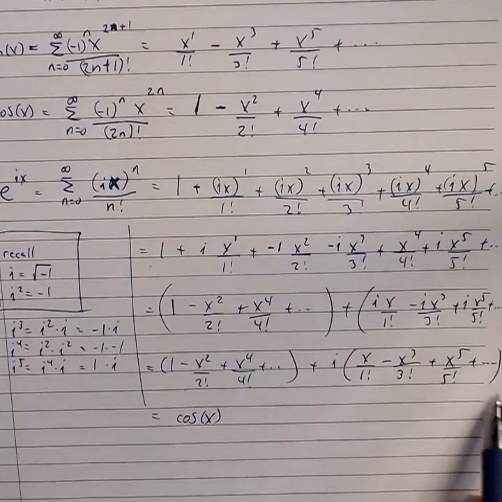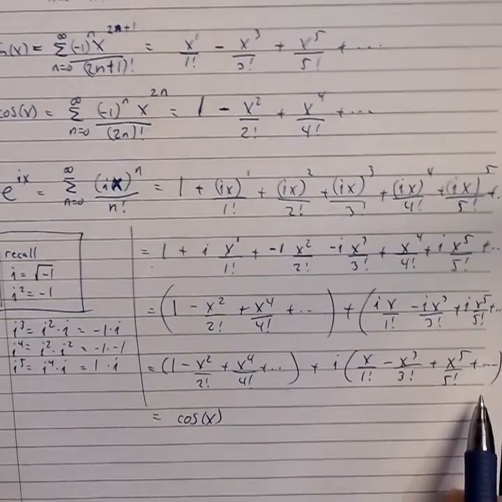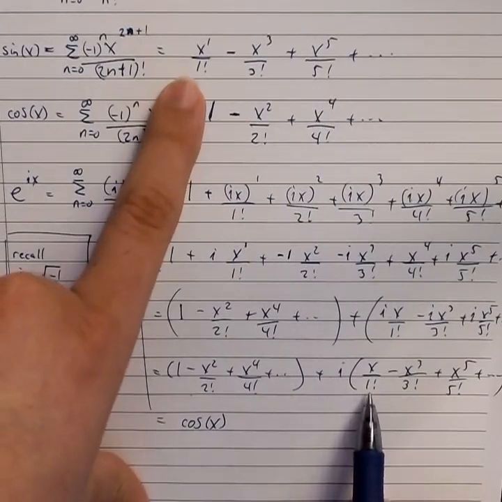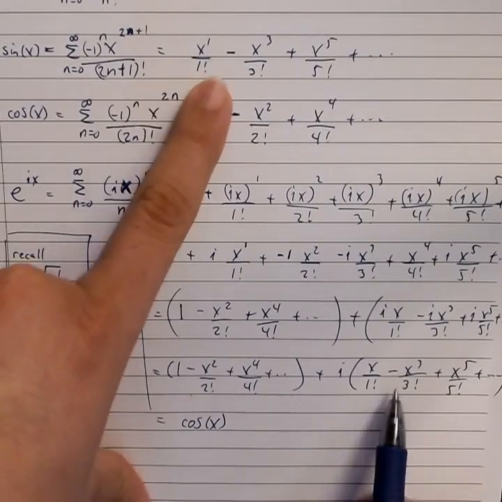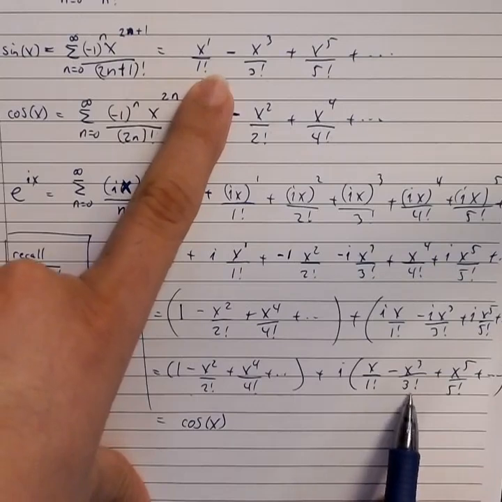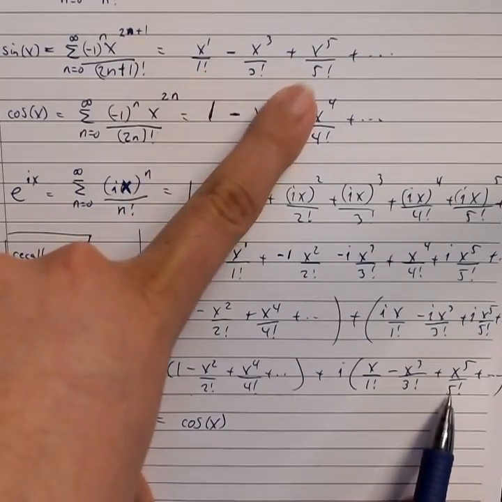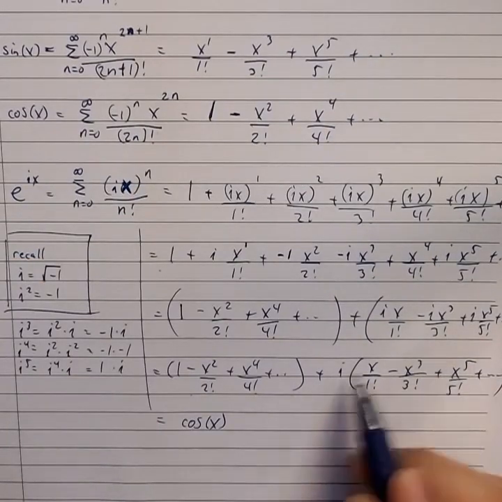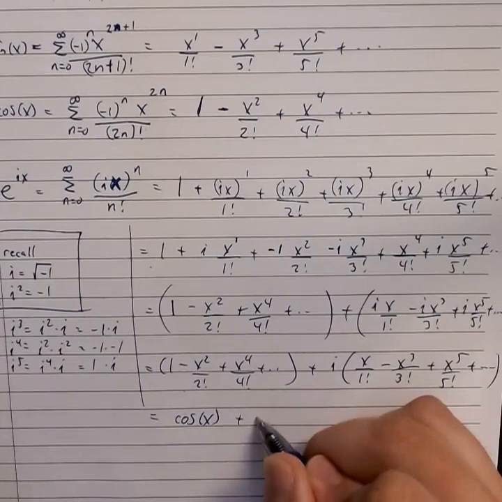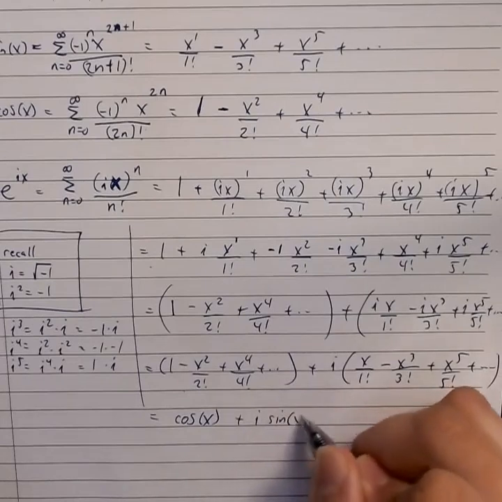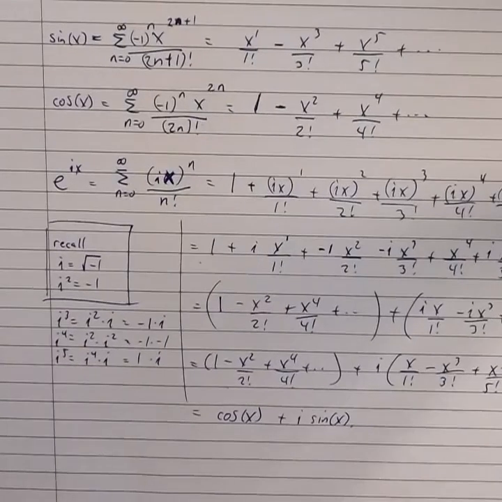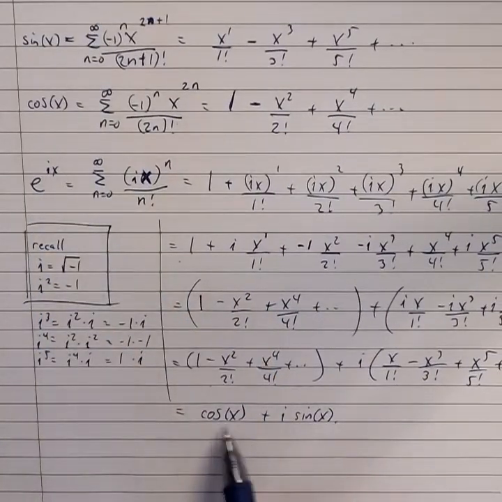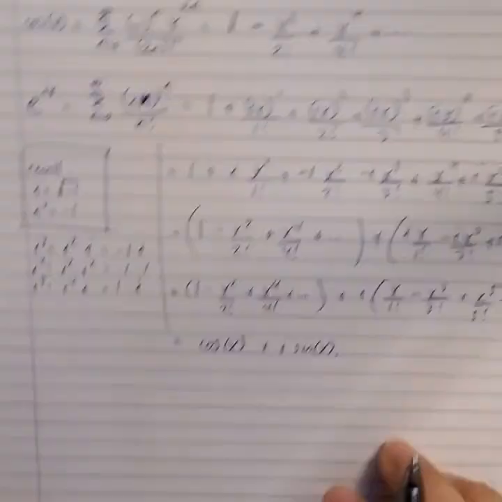Positive, negative, positive, and so forth. So this thing right here is exactly the cosine of x. And notice this thing right here is exactly the sine of x, including all the positives and negatives. That's positive x over 1 factorial, minus x to the third over 3 factorial, plus x to the 5 over 5 factorial. It all matches up. Oh yeah, but that sine of x is being multiplied by i. So this gives us that e to the ix is equal to cosine of x plus i sine of x.